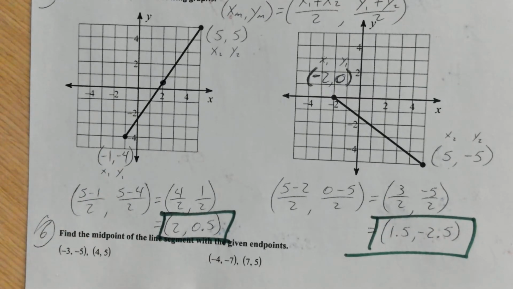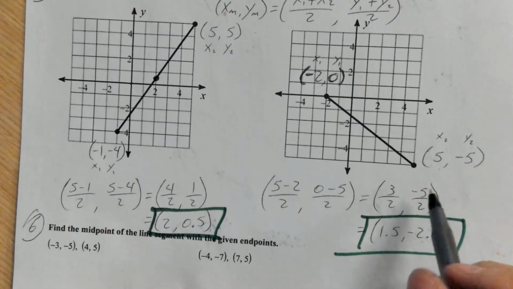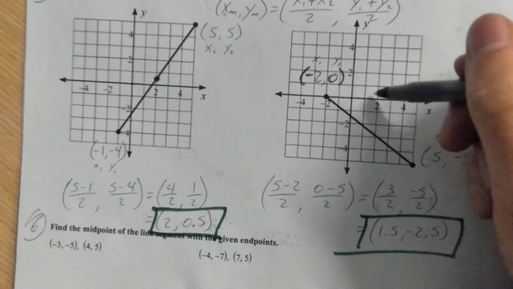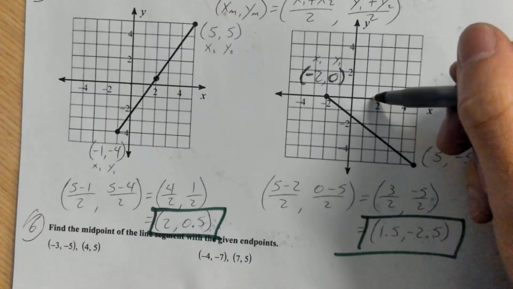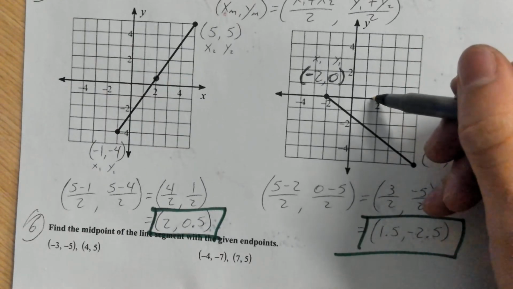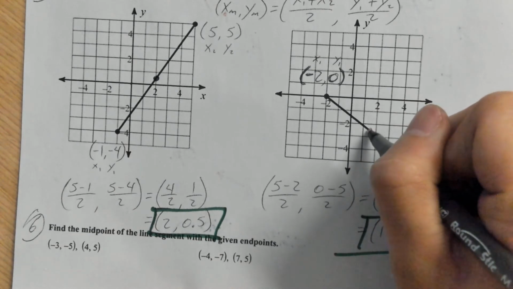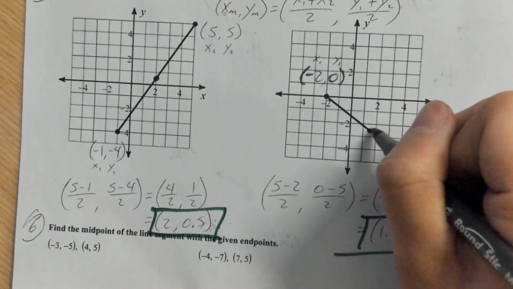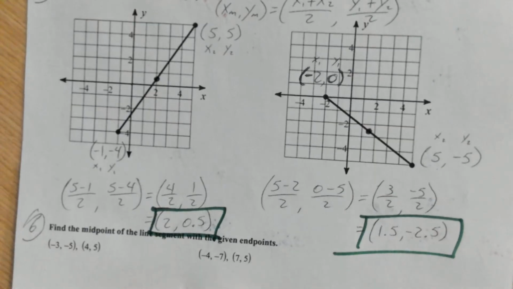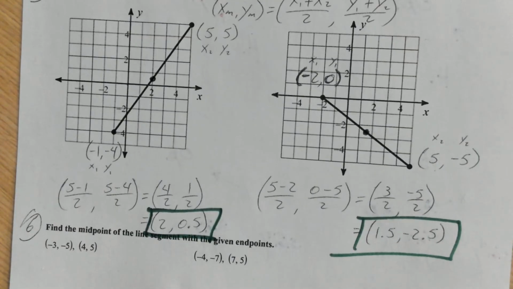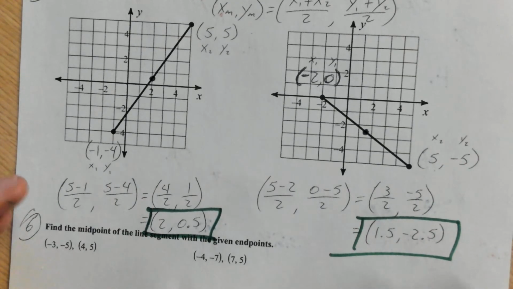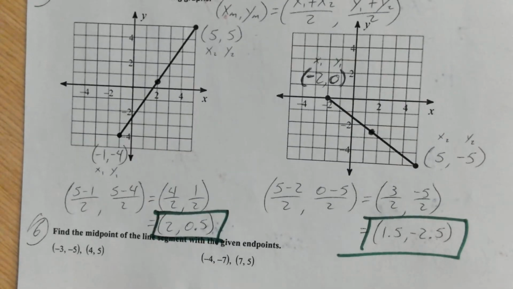You got the midpoint. Let's double check that that's actually the midpoint. So I'm going to go 1.5 units to the right and then 2.5 units down. 1.5, 2.5. And there you go. And that does seem to be the midpoint of my line. Alright, I'm going to be looking for this work on the test.